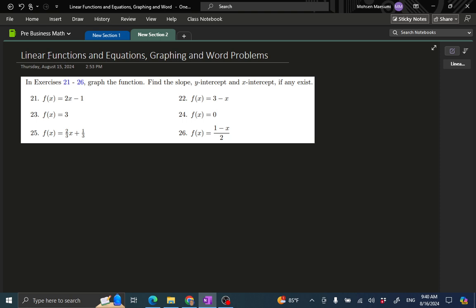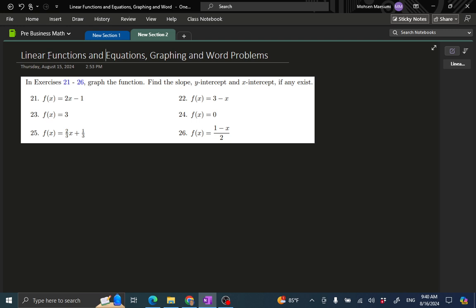Today we are going to talk about linear functions and equations, graphing, and word problems. So here is a selection of problems from your textbook. I'm going to solve problems somewhat similar to these, not exactly the same problems that are your homework.